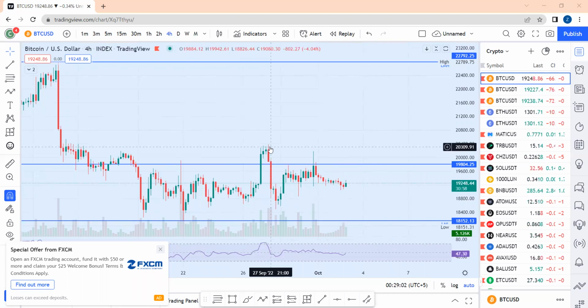That was a lesson, just to say we are well and truly still in a bear market. And any pumps, I think at this stage, are going to have a pretty nice short opportunity on the other side of them.